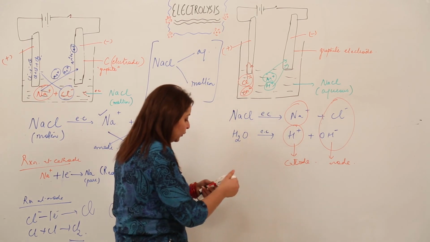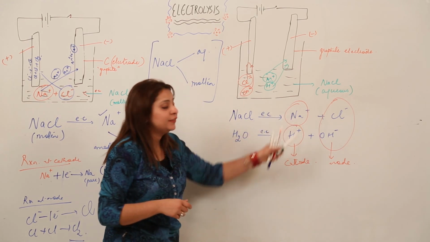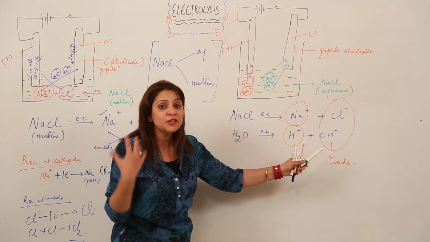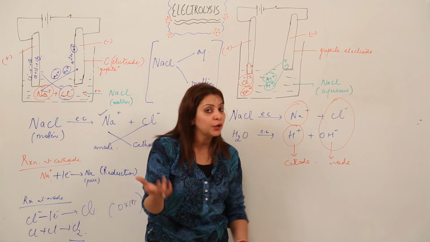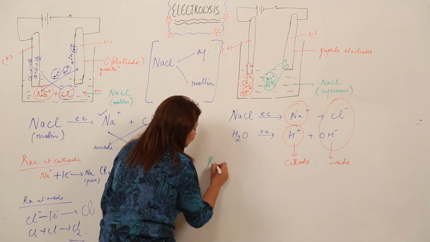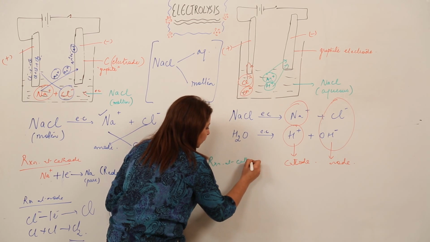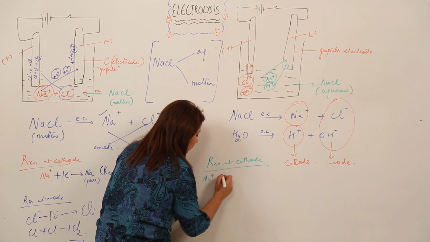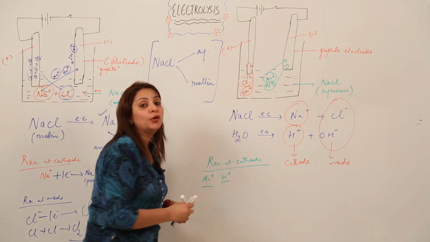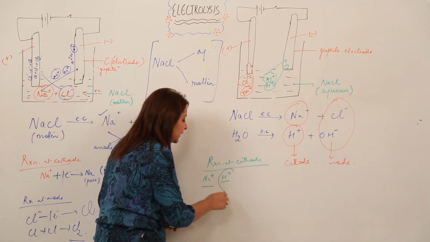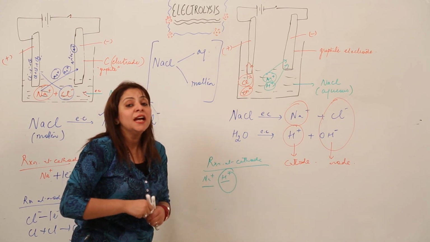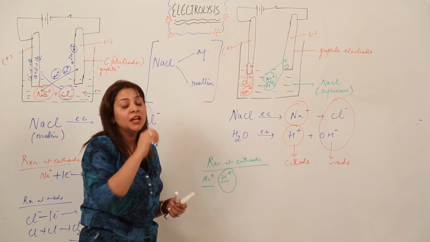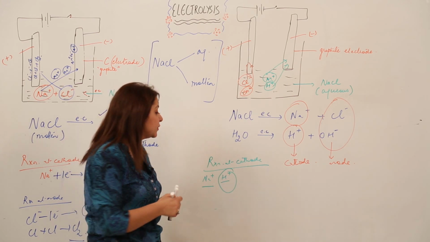So as I've told you, let us see which of them has the lower reduction potential and is going to show reduction, and which has the lower reduction potential and is going to show oxidation. So, the reaction at the cathode: out of this Na and H ion, which has the low reduction potential? Obviously it is the hydrogen ion. So Na and H ions both will go to the cathode, but out of them, which ion will be reduced? Only the hydrogen.